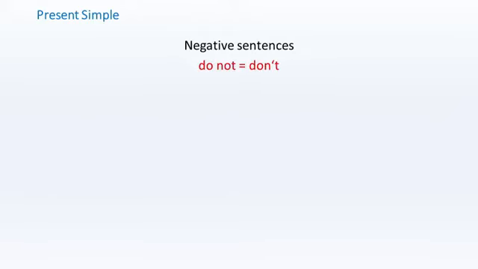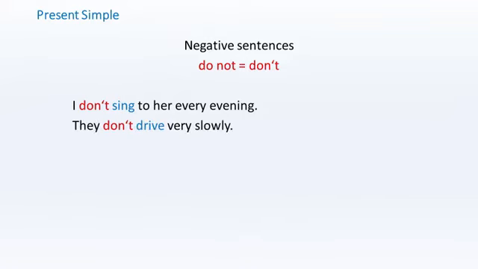Negative sentences are also formed with the help of the verb do in its negative form, do not, or don't, in short. Examples: I don't sing to her every evening. They don't drive very slowly. You don't go to the same school as Tom.